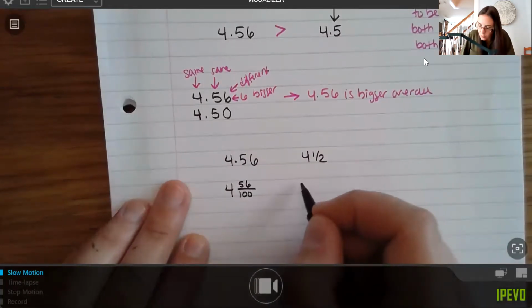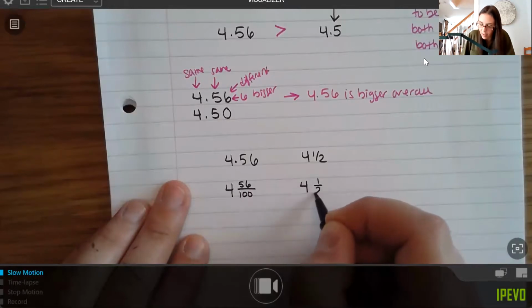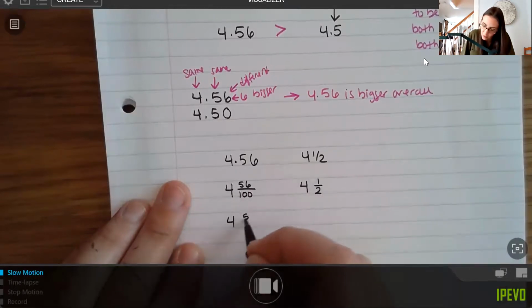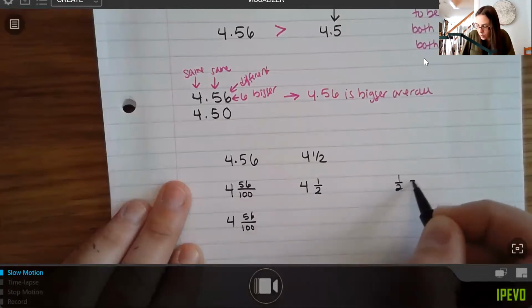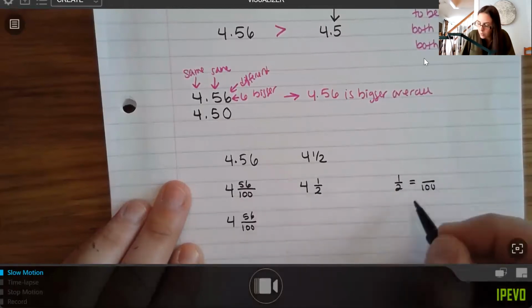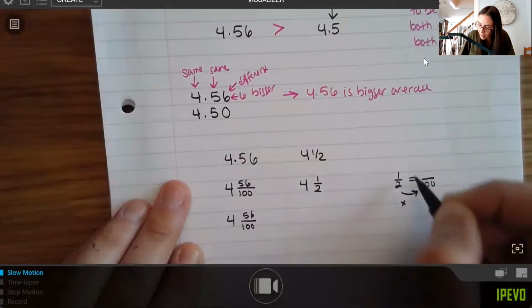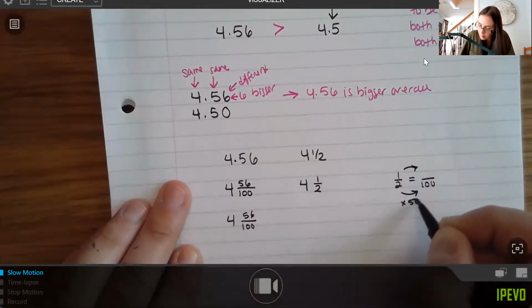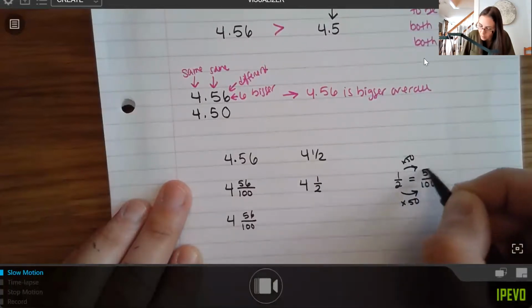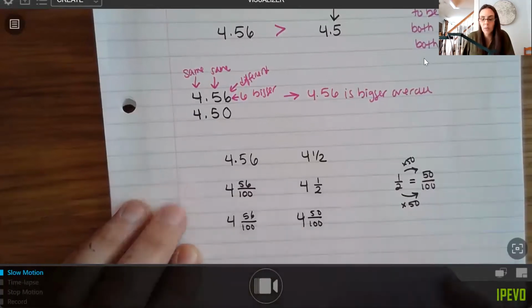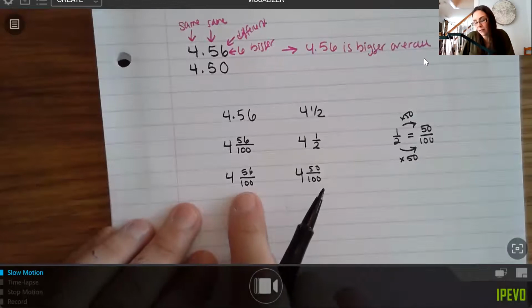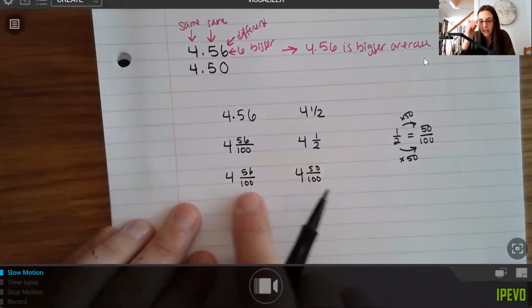Now the only thing is you do want to make sure that you compare them as the same denominator. Now I know we can simplify this, but it's actually pretty easy to take that 1/2 and go to a denominator of 100. So it doesn't really matter when you're comparing as long as you have the same denominator. Okay, so this one is 56 out of 100. This one is 50 out of 100. So I can tell you right away 56 is more than 50.